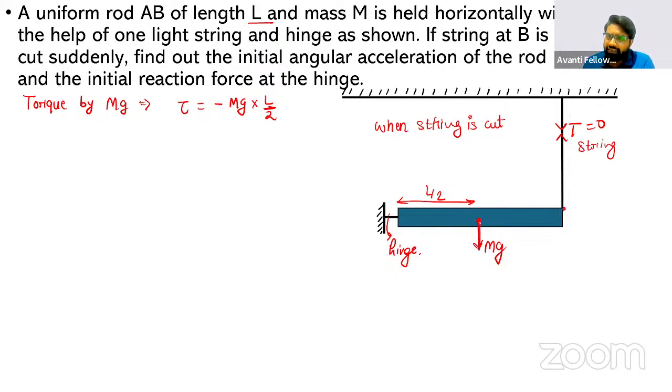So ultimately the angle is 90 degrees. If you open it, it is mgL by 2 sin theta, theta is 90 degrees. Okay, so sin 90 is 1 obviously. So this is equation number 1.